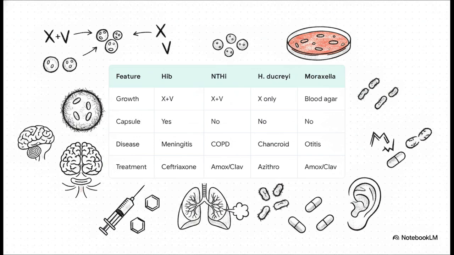Now look at the capsule row. Only Hib has that PRP capsule, which makes it the invasive outlier, causing meningitis and epiglottitis. NTHI lacks a capsule, but remember, it's your absolute #1 for COPD exacerbations. H. ducreyi causes the painful chancroid. And finally, for treatment, notice how Hib gets ceftriaxone. But for our mucosal menaces NTHI and Moraxella, you're always reaching for amoxiclav because of that pesky beta-lactamase production.